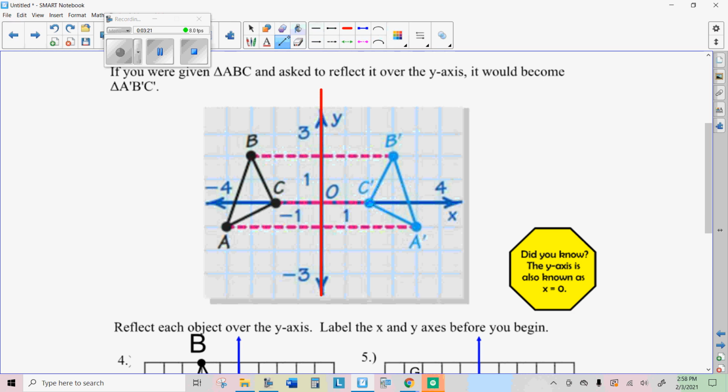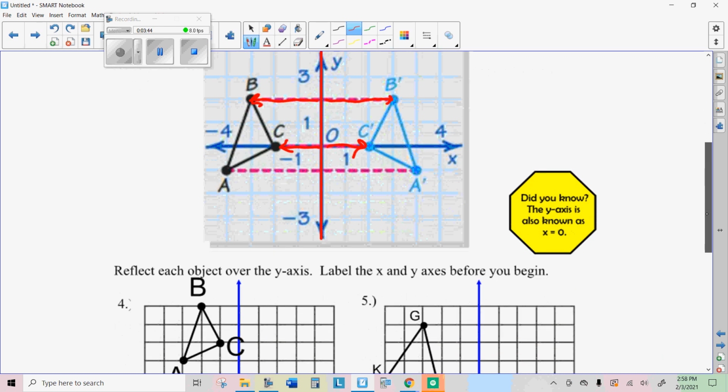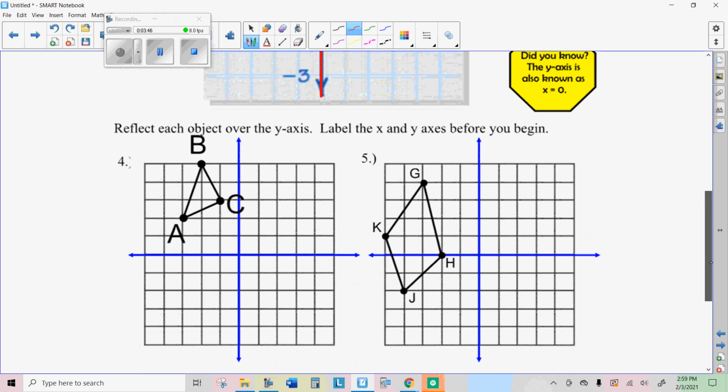Notice that there's a couple things going on here. This length right here is 3, and this length right here is also 3. This length right here is 2, and this length right here is also 2. So we can find the image points by measuring the same distance across whatever line we are reflecting.